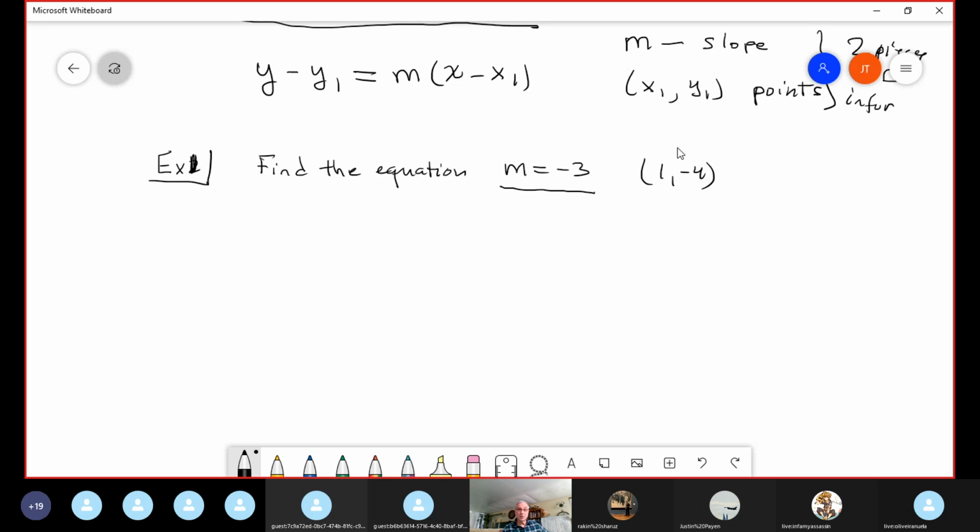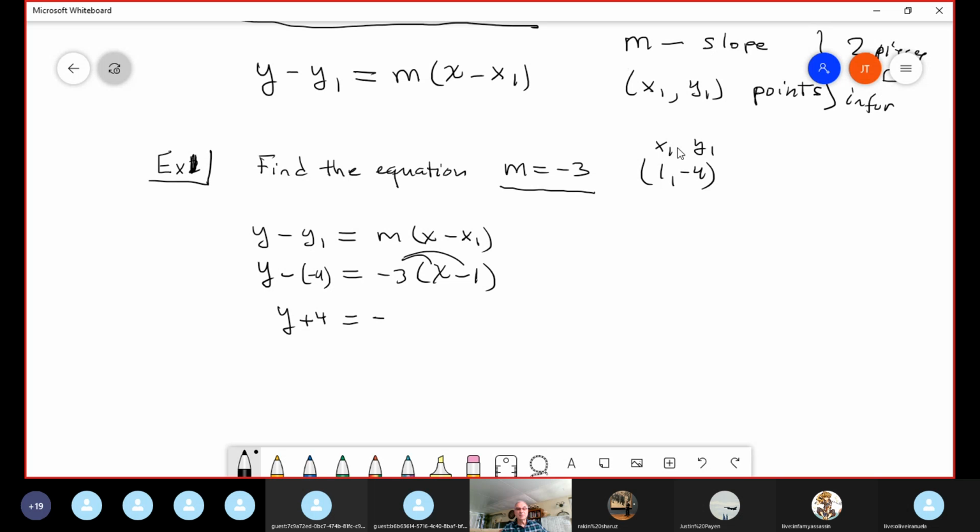Okay, thus I use my famous formula, y minus y1 is equal to slope times x minus x1. This is x1 and this is y1. Substitution. Y minus, double minus 4, is equal to m, which is minus 3, parenthesis, x minus 1. Because x1 is 1. Okay, double minus becomes positive. You apply the distributive property here. Now I'm going to remove the parenthesis, minus 3x plus 3.